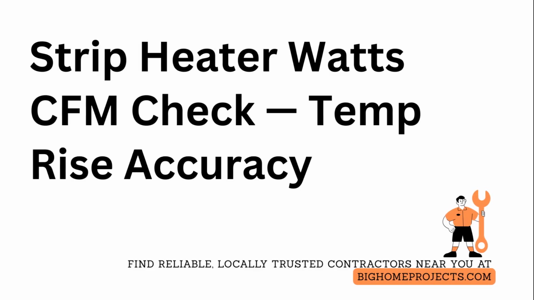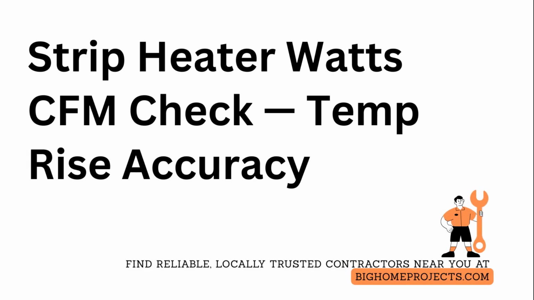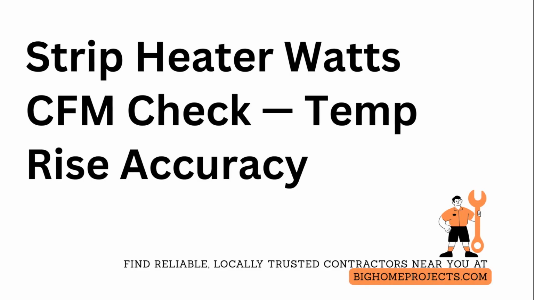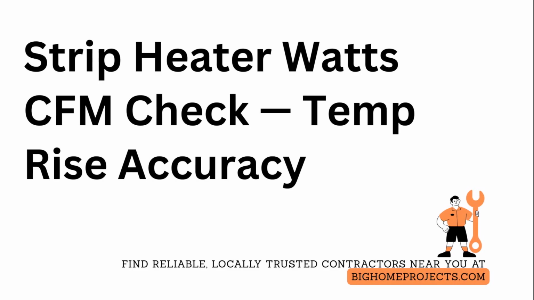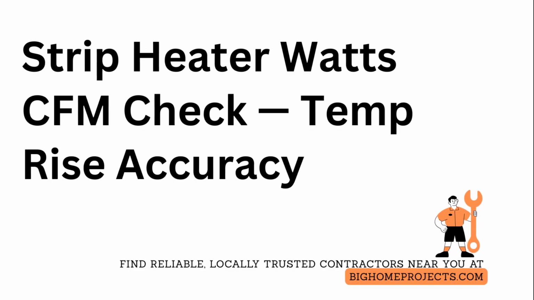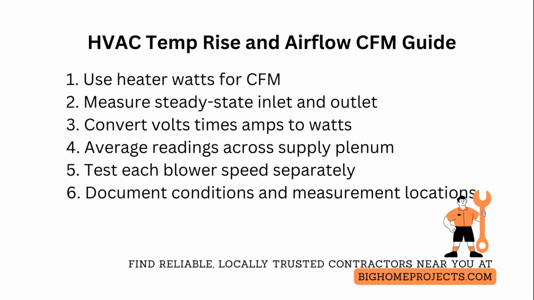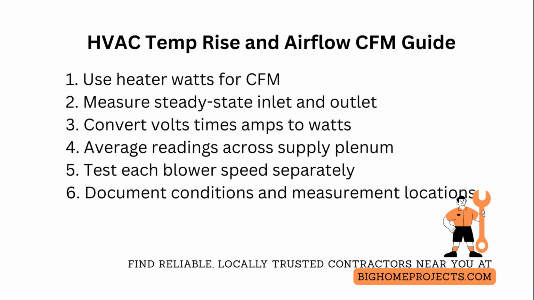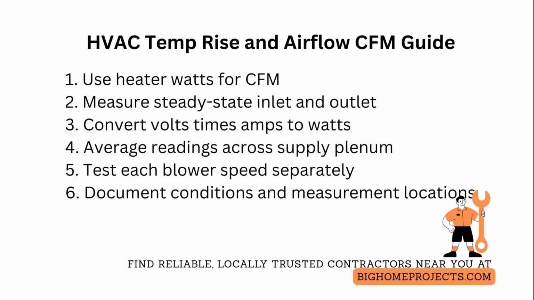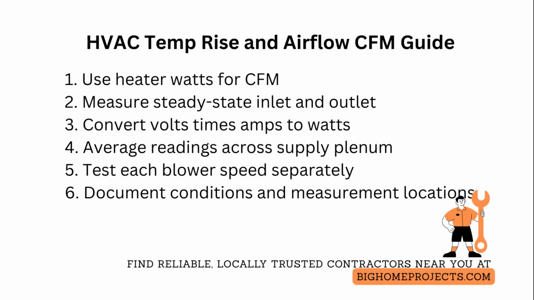The HVAC temp rise formula for measuring airflow CFM tells you how much air your furnace moves by comparing the heater's watts to the temperature rise across the heat exchanger. The formula is straightforward but precise. CFM equals heater output in watts divided by 1,200 and the temperature rise in degrees Fahrenheit. Or more commonly, CFM equals heater watts divided by 1,200 multiplied by delta T.